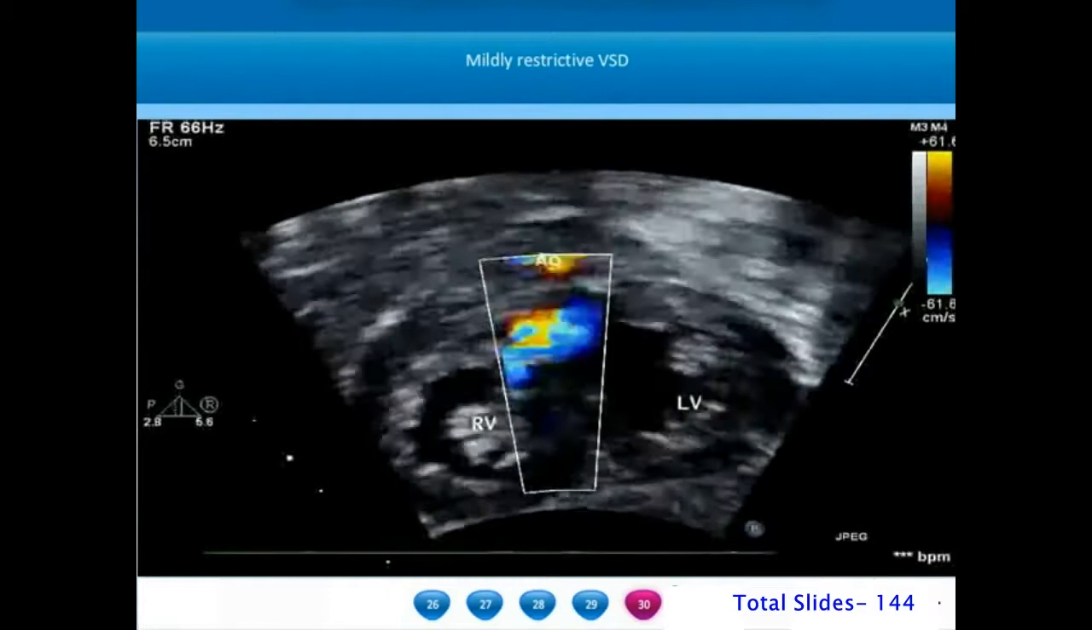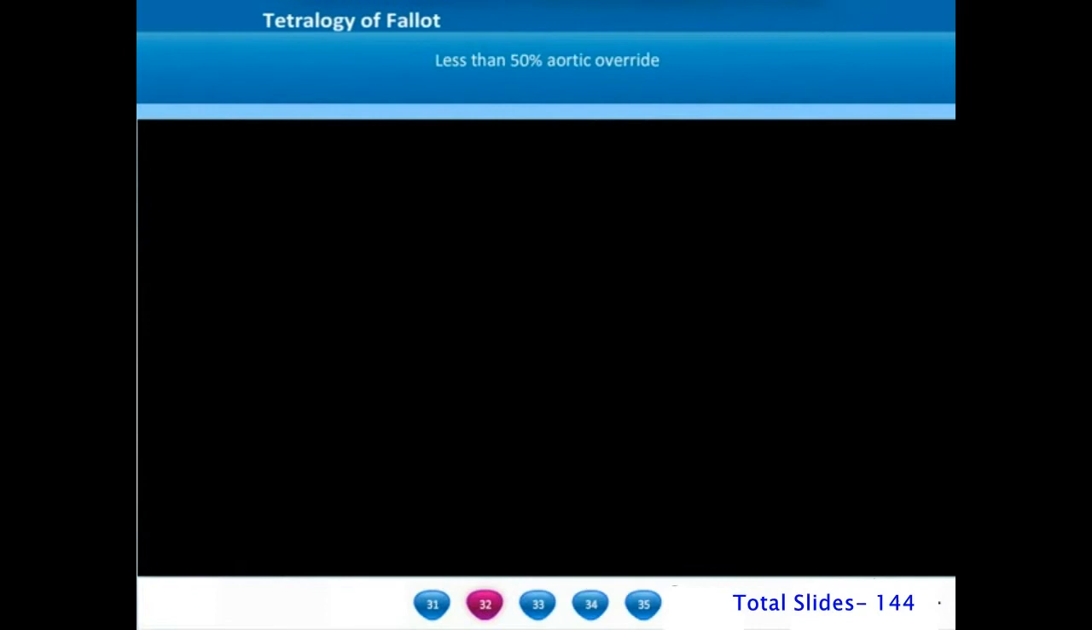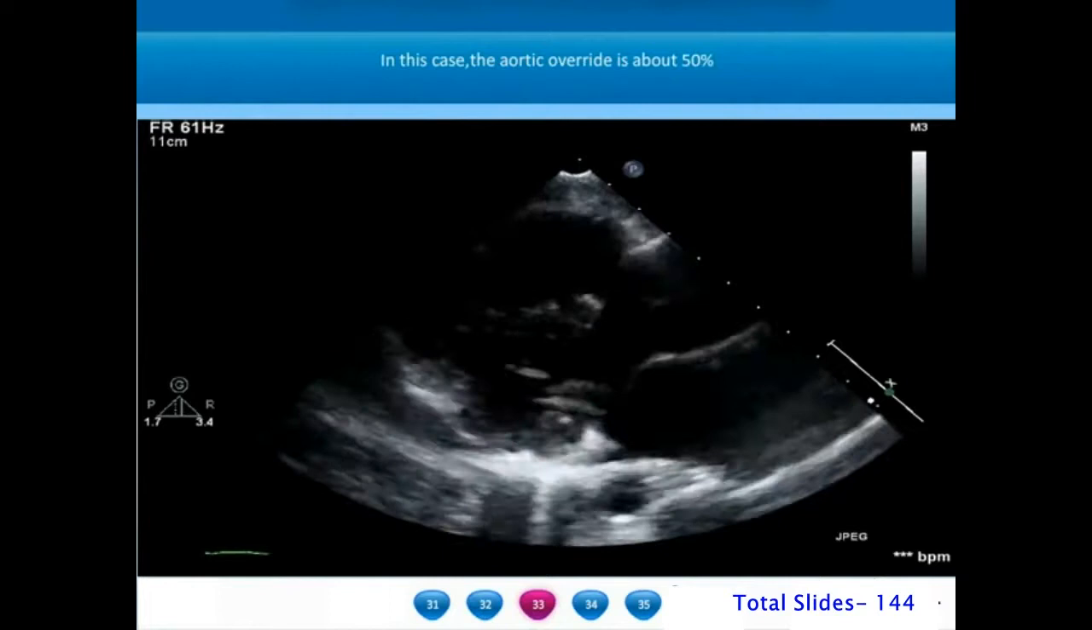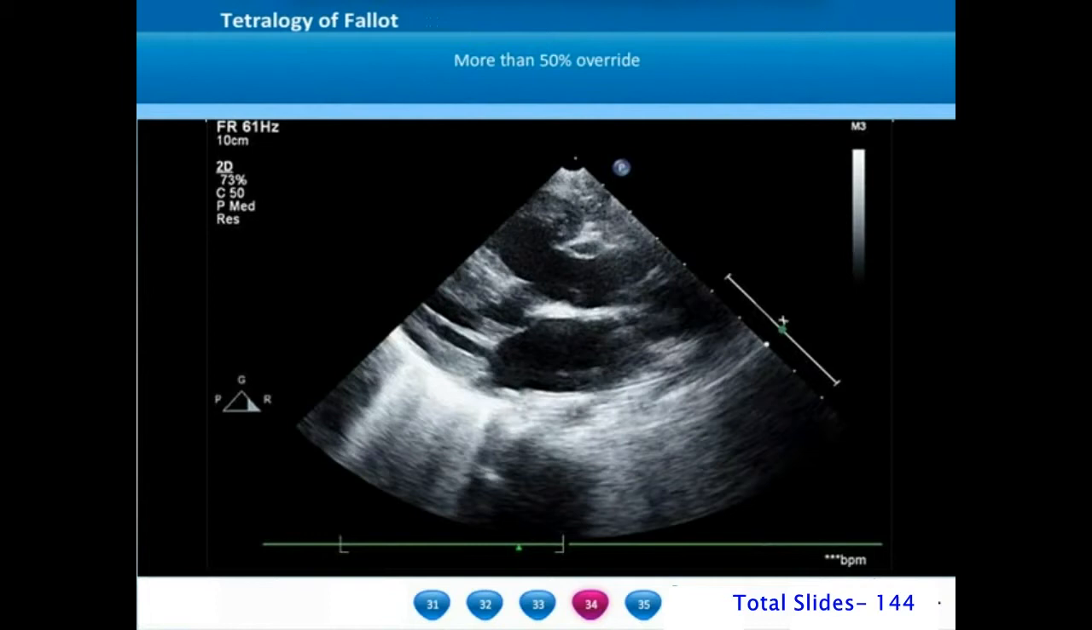Aortic override is very variable in patients with tetralogy of Fallot. In this example, there is hardly any aortic override at all. The parasternal long axis view of another patient shows around 20-30% aortic override. Most of the patients with tetralogy of Fallot will have close to about 50% aortic override. A small minority of the patients may have more than 50% aortic override.